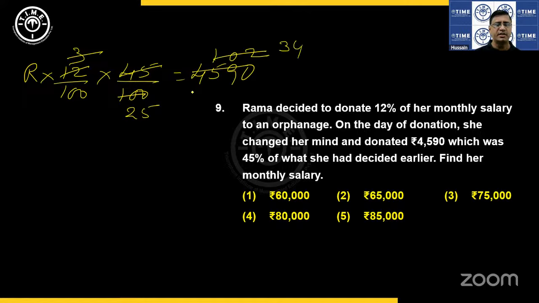Yes, my dear students, 30 into 25 means 750. 750 plus 100. 4 times 25 is 100. Next, zeros. Simplify. What is the result? 750 plus 100, 850. 850 into 100, that is 85,000. So the right choice is option number 5. The fifth choice is the correct answer.